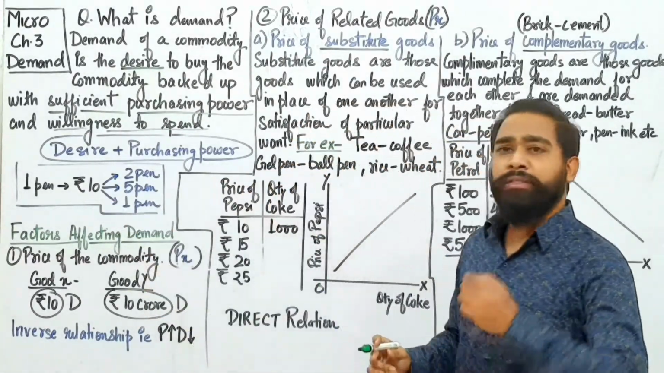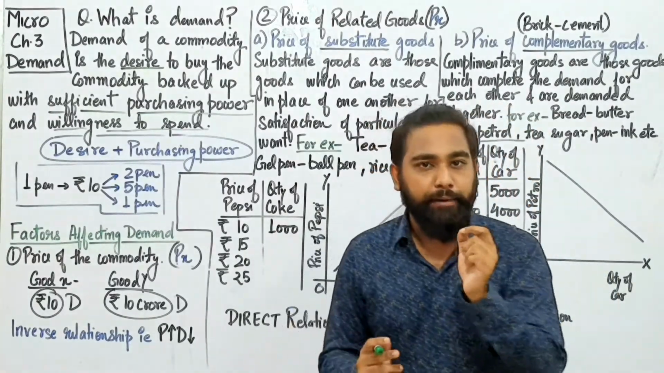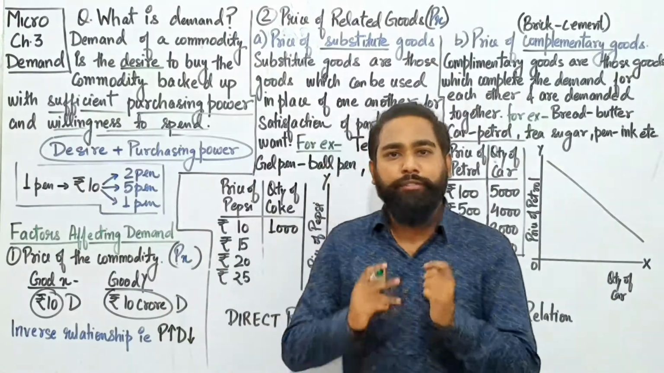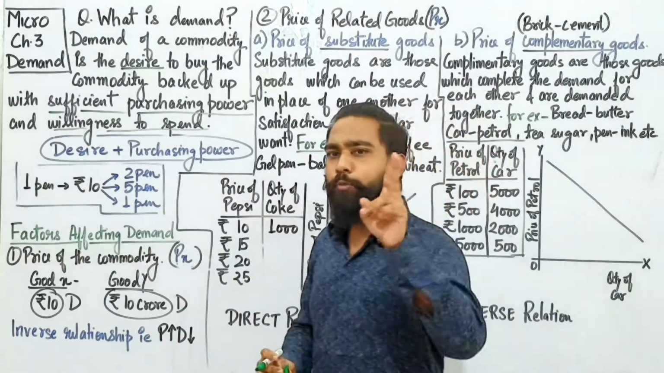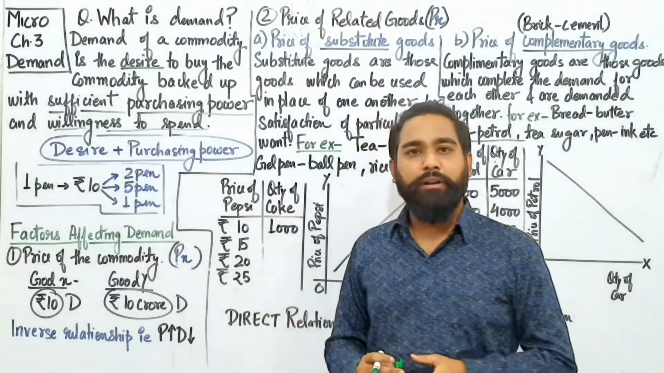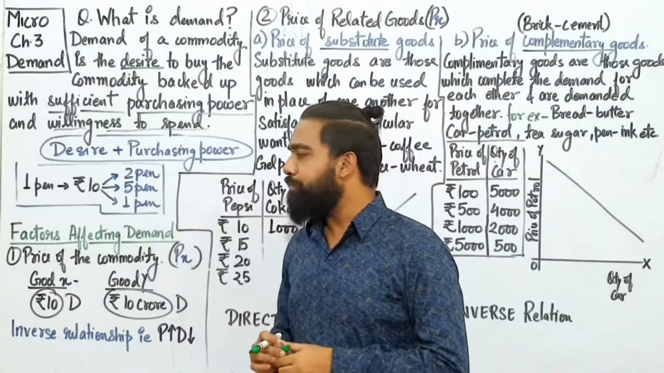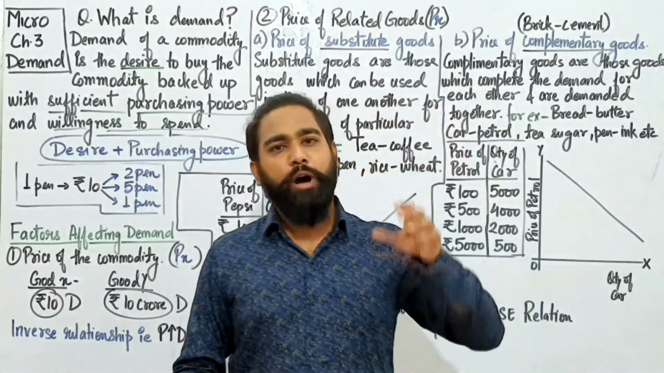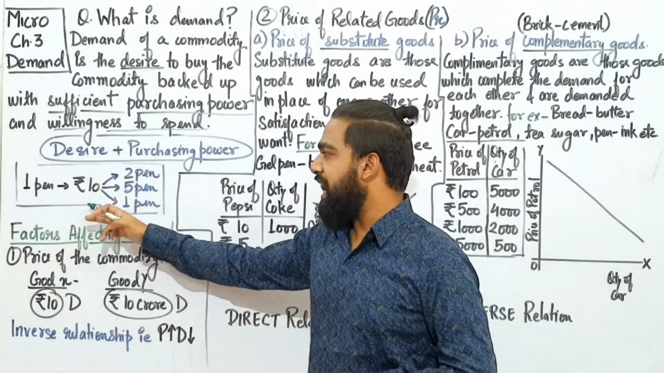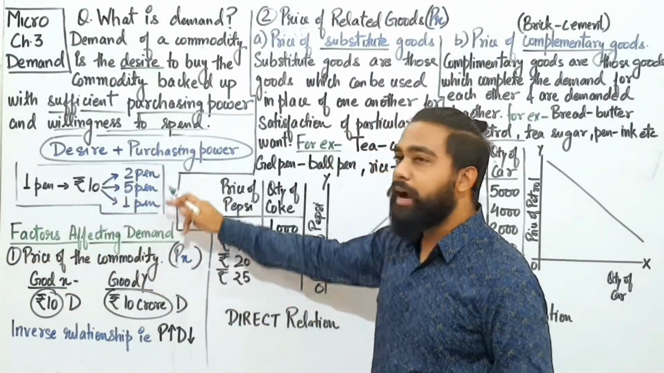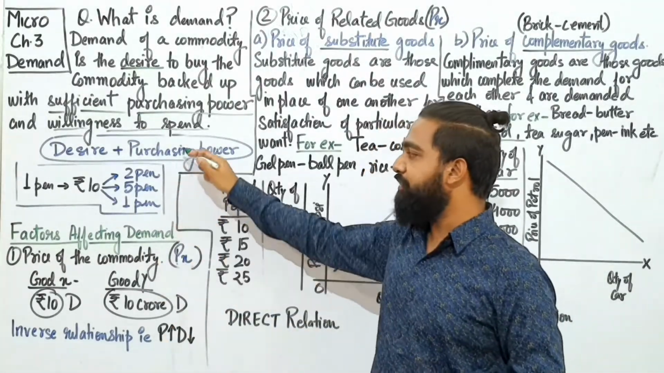Suppose there is one new pen in the market which is of rupees 10. Now there will be few students who will say, okay, for rupees 10, I will buy 2 pens. For some people, it will be like, okay, I will buy 5 pens. And a few people will say, I will buy only one pen. Pen is the same, price is the same, but the people are demanding it differently.